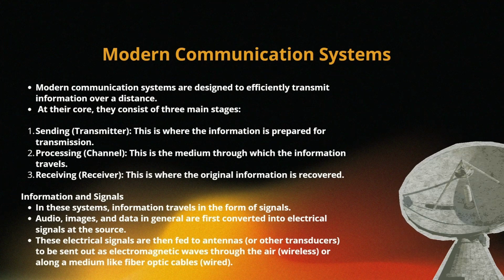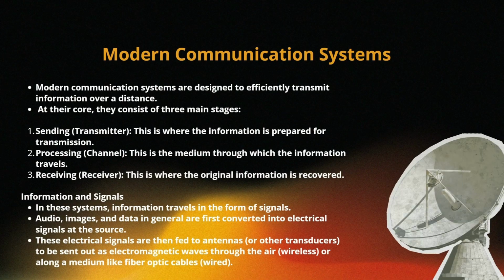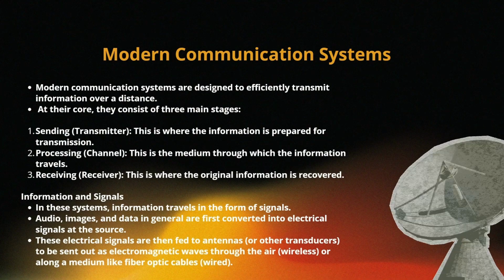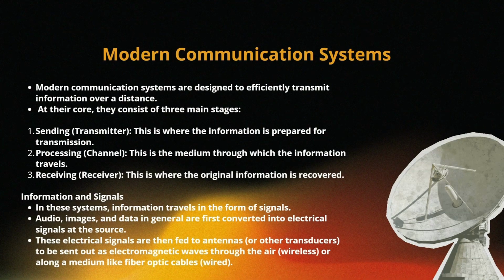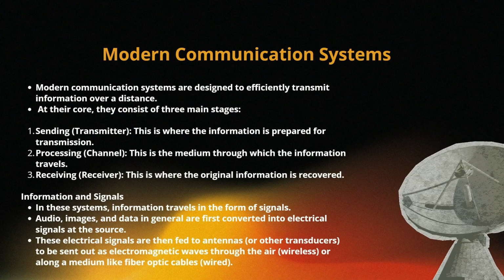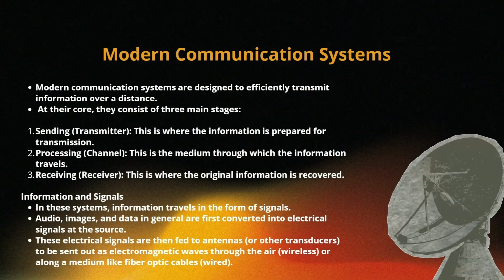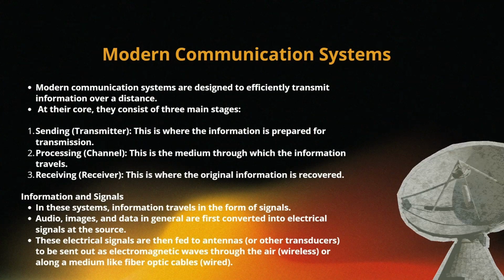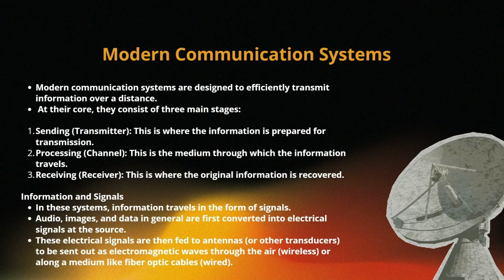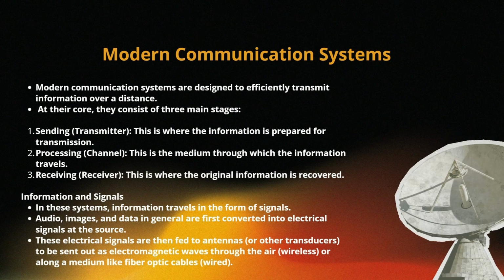Modern communication systems are designed to efficiently transmit information over distance. At their core, they consist of three main stages. The first stage is sending, which is done by the transmitter, where the information is prepared for transmission. The second stage is processing, which is done by the channel. This is the medium through which the information travels. And the last stage is receiving, which is done by the receiver. This is where the original information is recovered.